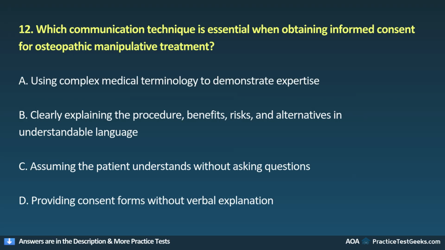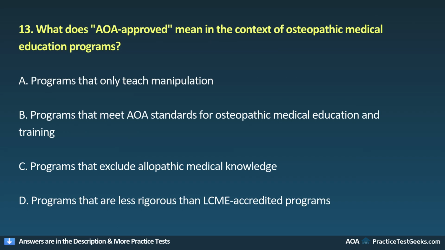12. Which communication technique is essential when obtaining informed consent for osteopathic manipulative treatment? A. Using complex medical terminology to demonstrate expertise. B. Clearly explaining the procedure, benefits, risks, and alternatives in understandable language. C. Assuming the patient understands without asking questions. D. Providing consent forms without verbal explanation.